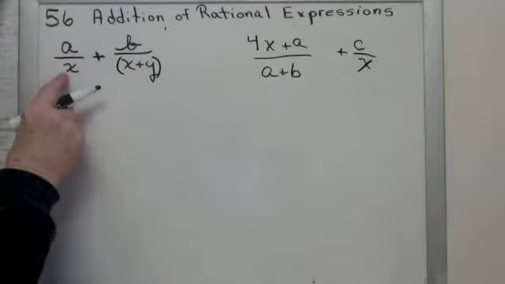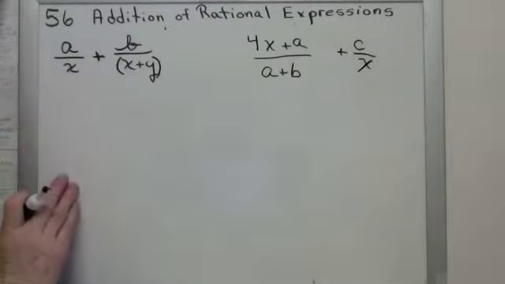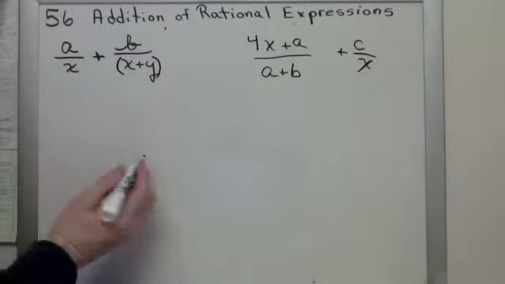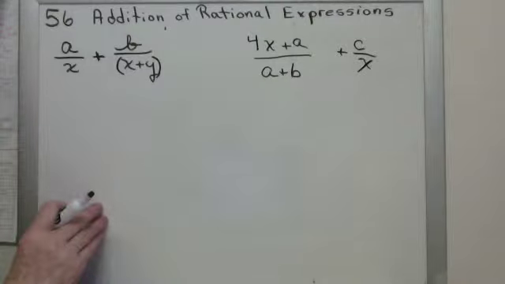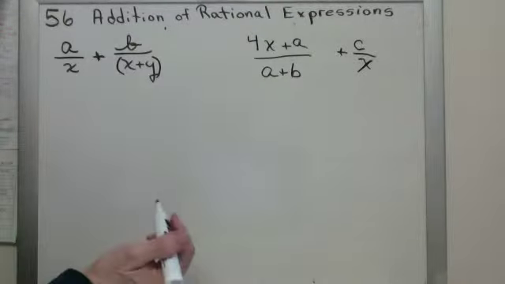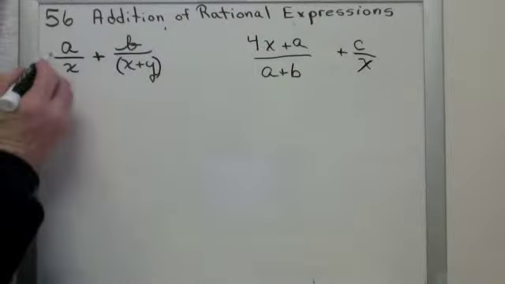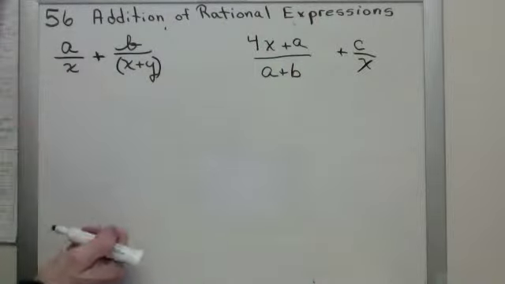So I cannot add these two expressions because they don't have the same denominators. So what do I do to get the denominators the same? I hope you realize that you have to multiply, and whatever you do, you have to multiply the top and the bottom of the fraction with the same thing.